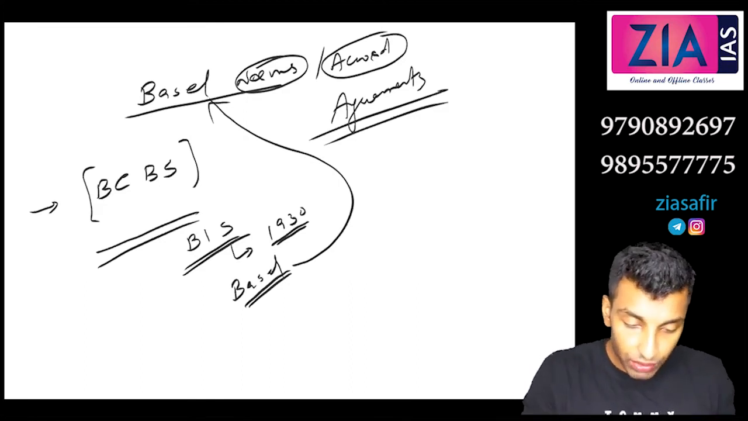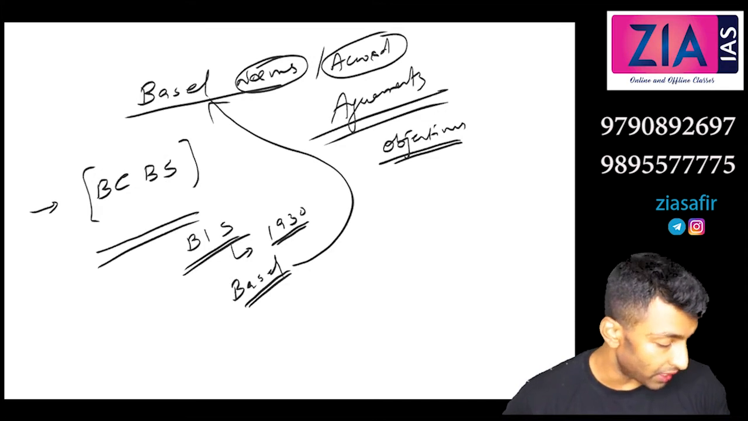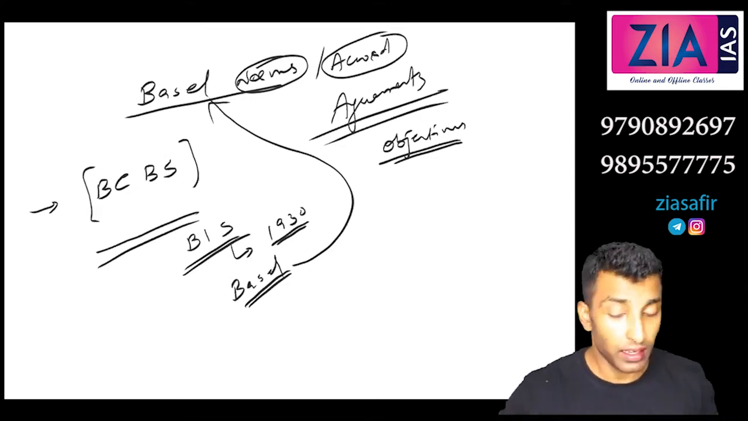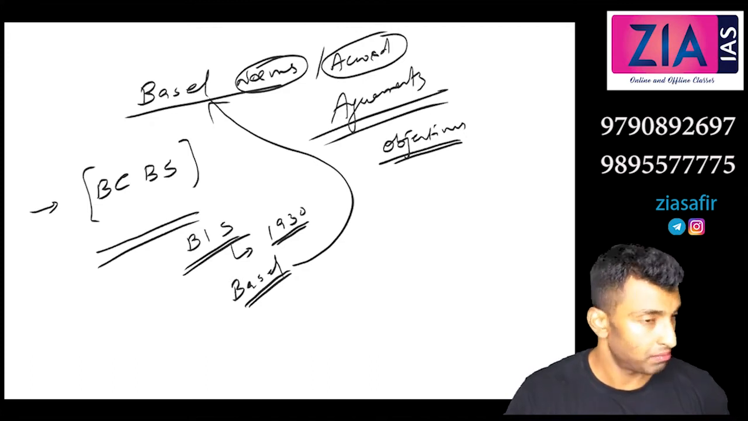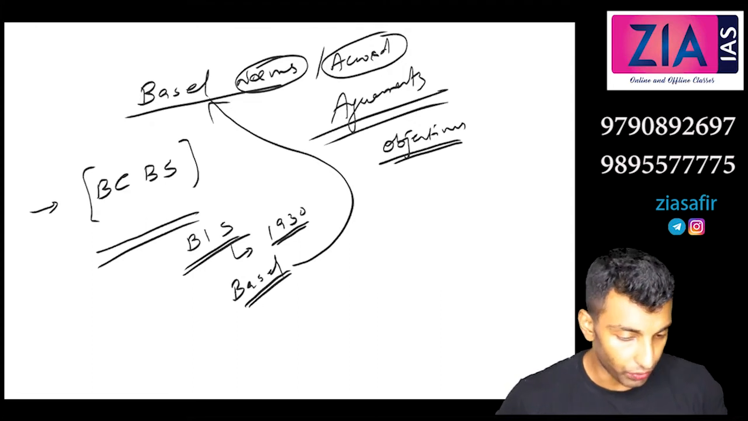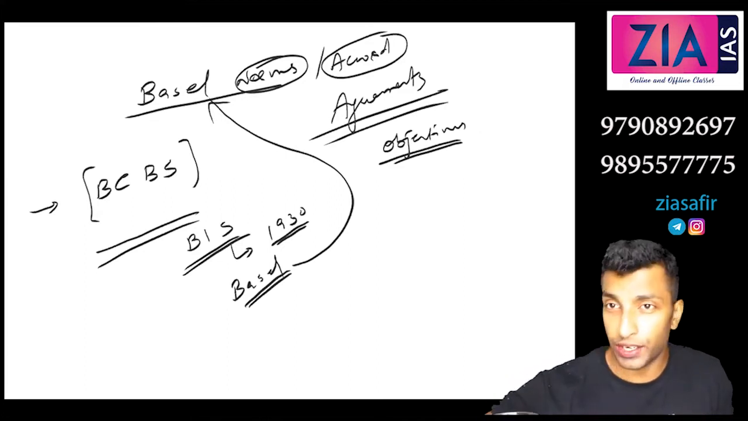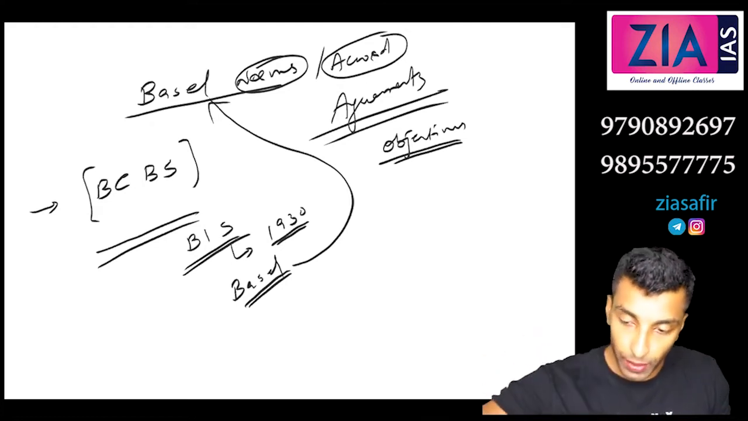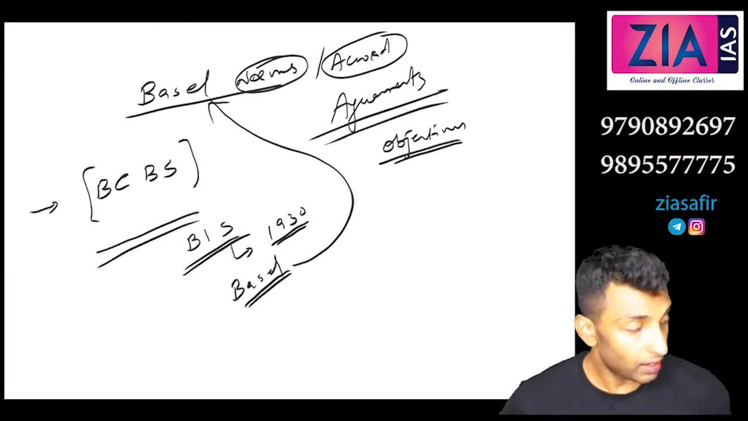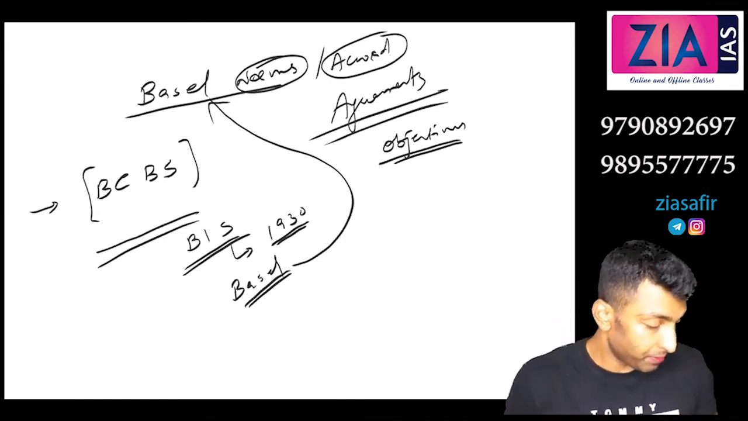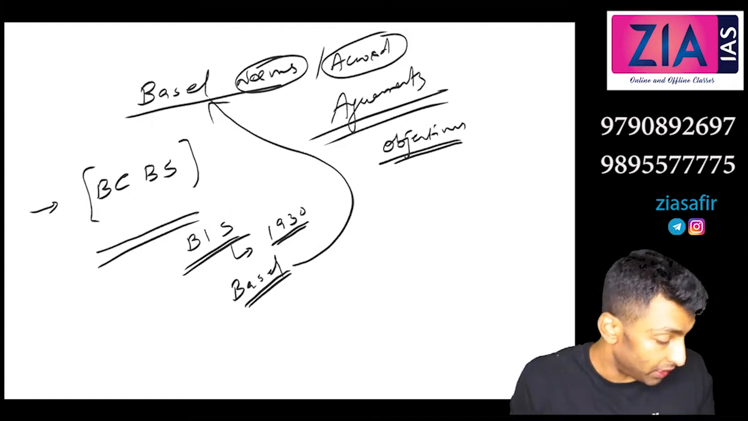Now let's write the objectives of Basel norms. First, to enhance resilience of banks from economic and financial shocks. I'll tell you how it actually works, but just write this now. Second point, to enhance transparency in banking operation.